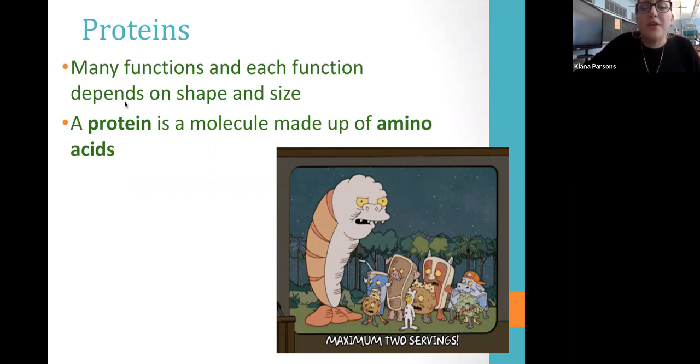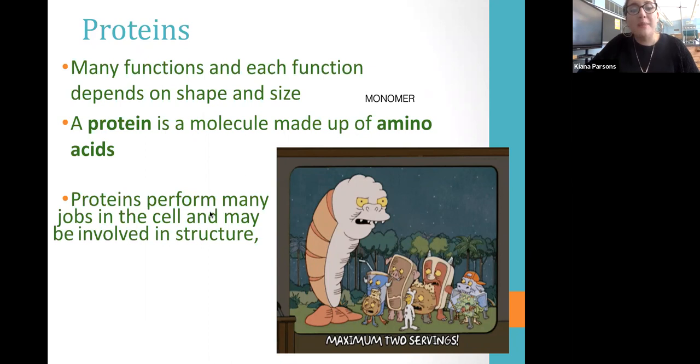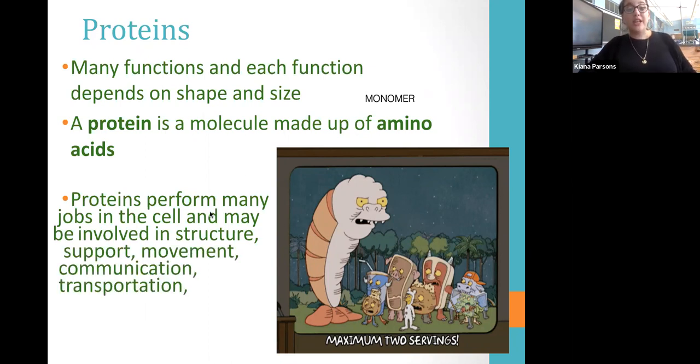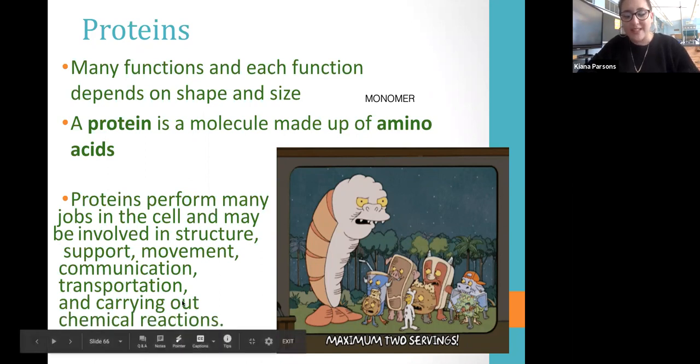So a protein is a molecule made up of amino acids. Amino acids are the monomer of proteins. And remember, the monomer of carbohydrates is monosaccharides, and lipids are made up of fatty acids and glycerol. Proteins perform many jobs in the cell and may be involved in structure, support, movement, communication, transportation, and carrying out chemical reactions in the form of enzymes.